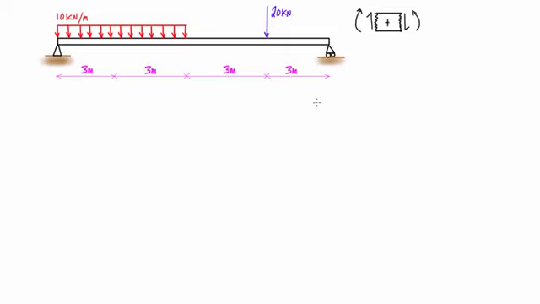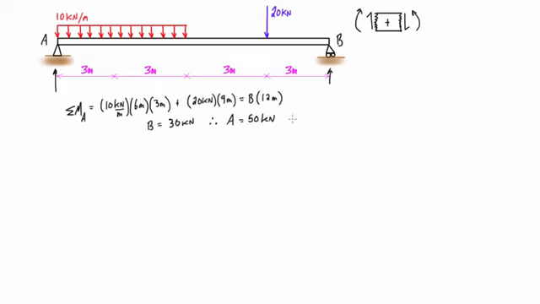But with that said, let's go ahead and solve for the reactions. If we call this side A and this side B, we want to figure out what the reactions A and B are. When we do the sum of moments about A, we find that A is equal to 50 kilonewtons and B is equal to 30 kilonewtons. And that A there just comes from taking the sum of forces in the y direction.